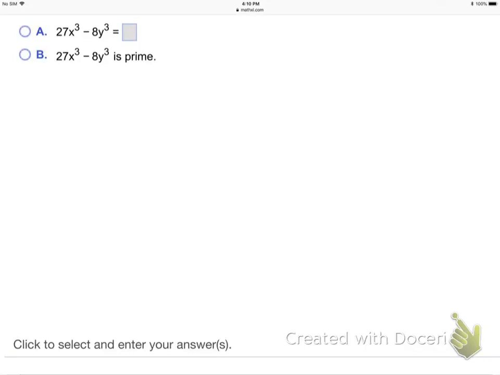So number 5. And factoring that, let me bring it down here, 27x cubed minus 8y cubed. First step, GCF. Is there something in common? No. There's no number that goes into 8 and 27. They don't both have an x. They don't both have a y. So there's no GCF, so we can't do that.